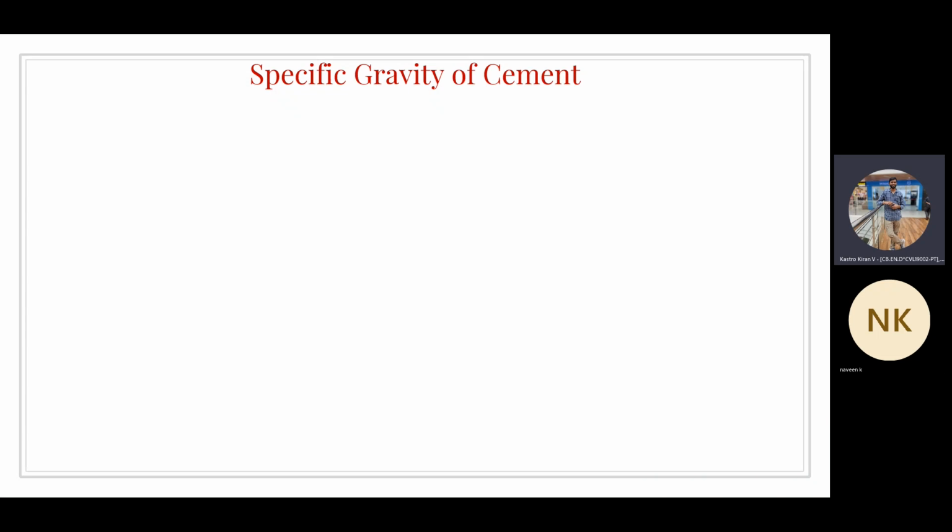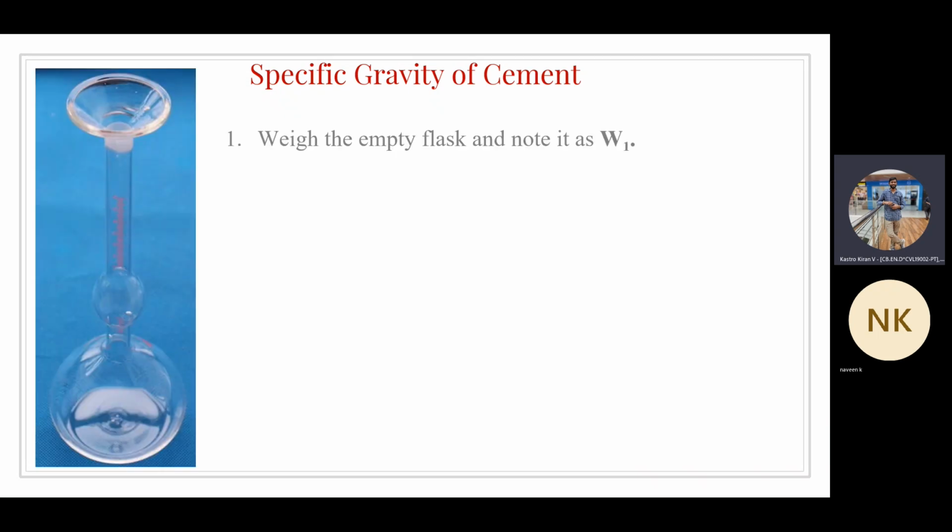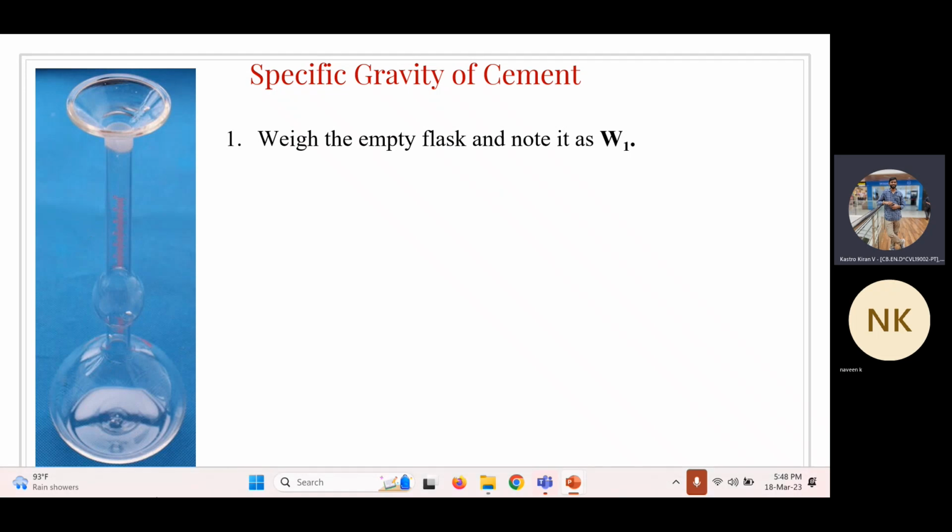The last test is called the specific gravity of cement. In this test, we are going to use an apparatus called a specific gravity bottle. You can see the specific gravity bottle. Initially, we take the empty weight of the specific gravity bottle, and that weight we are going to call W1.